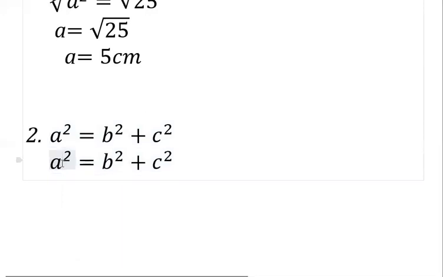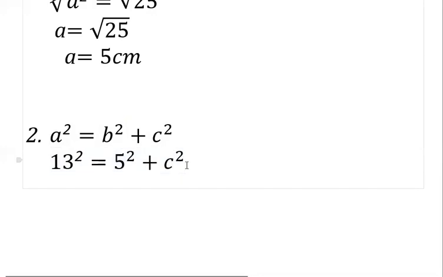It will always be alone, 13 squared. And we're given one side to be what? The 5 squared. We have to look for the other side. We don't know it, so we can call it c squared. Very good. So with this, let's get this template down here as well. Awesome. So 13 squared means 13 times 13.